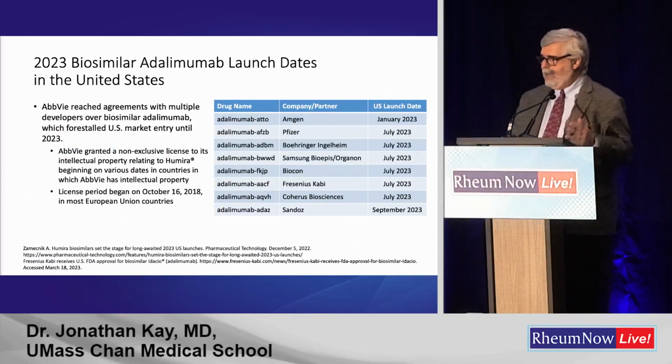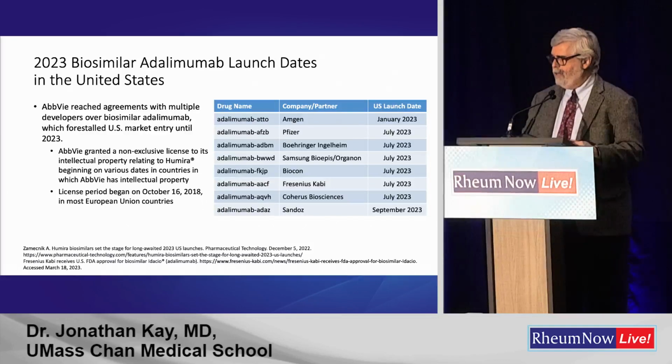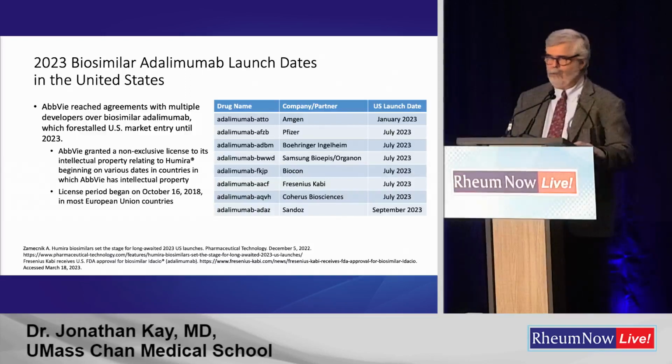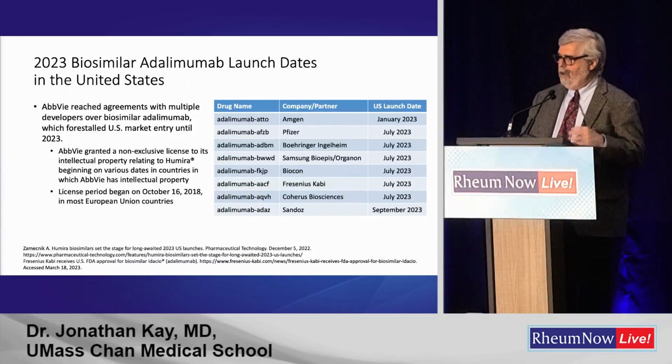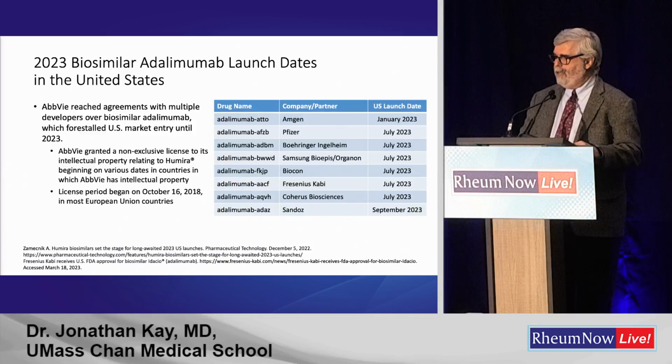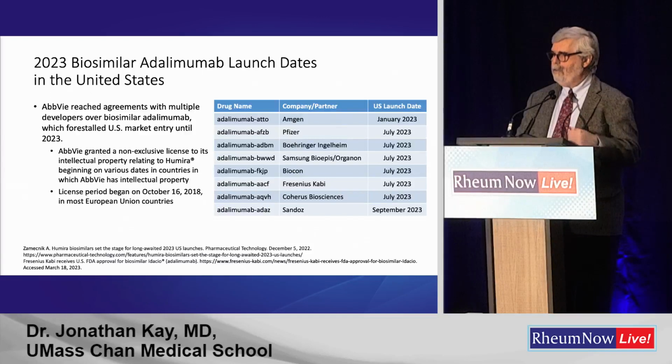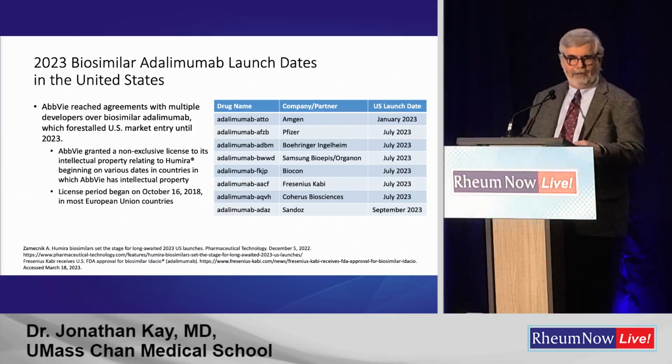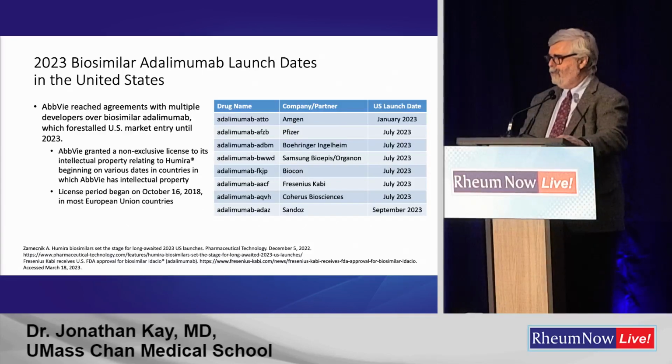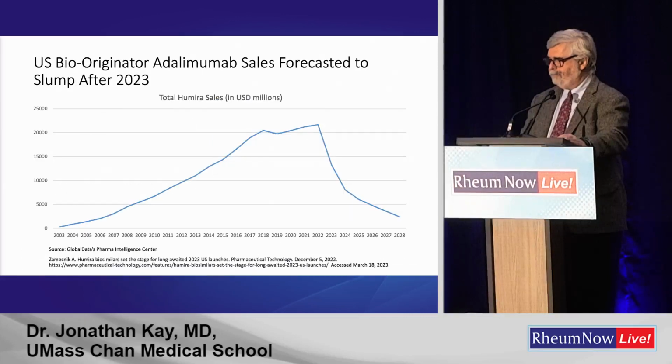There are now 8 adalimumab biosimilars that have been approved by the FDA, and they're all going to be launched this year. AbbVie reached agreements with multiple developers which forestalled market entry in the United States till this year, whereas they'd been released in Europe and other countries as of October 2018. AbbVie granted a license to each of these companies, so AbbVie gets royalty for every sale of the biosimilar adalimumab. It's sort of like a Kevin O'Leary deal on Shark Tank. So in July, we're going to have 6 adalimumab biosimilars that are released, and then finally Sandoz's biosimilar adalimumab is going to be released in September.